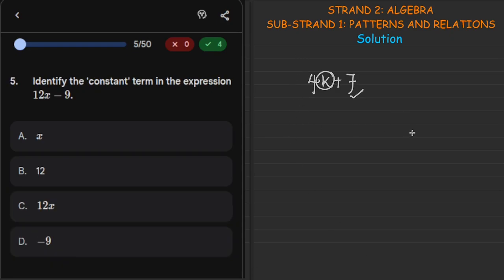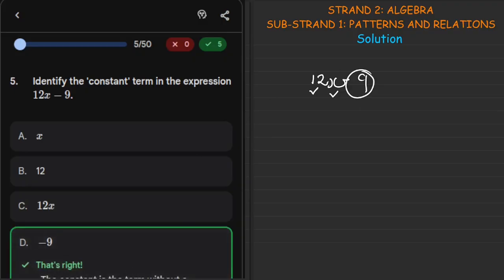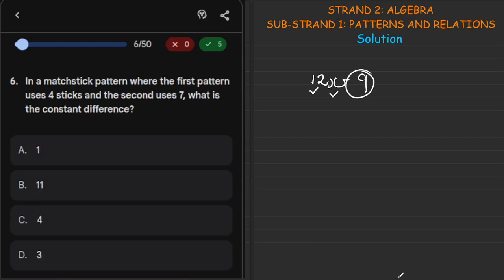Question number 5. It says, identify the constant term in the expression. I've just spoken about it. So we have 12x minus 9. Our 12 is the coefficient, x is the variable, and then our 9 becomes our constant. In this case, it is a negative 9. Hence we have negative 9.